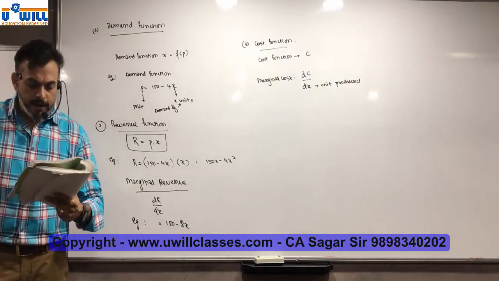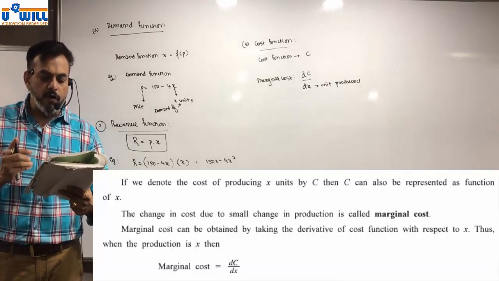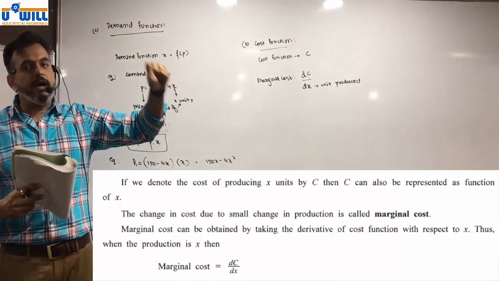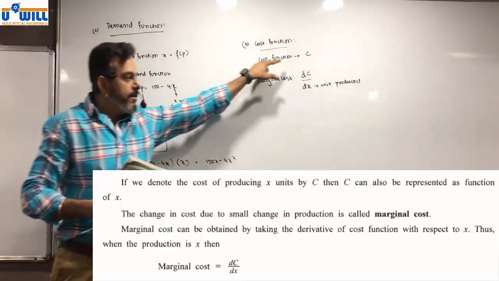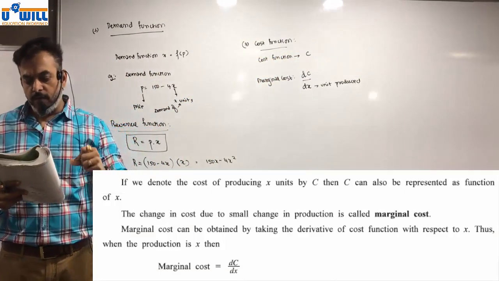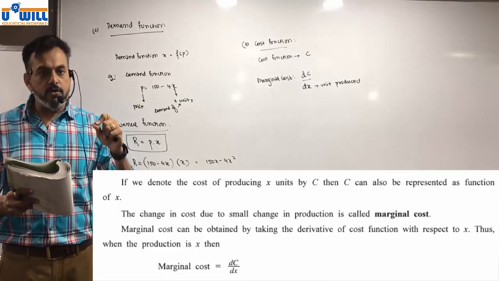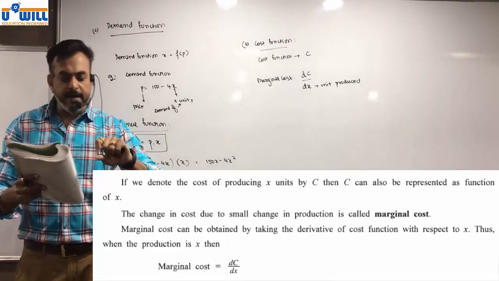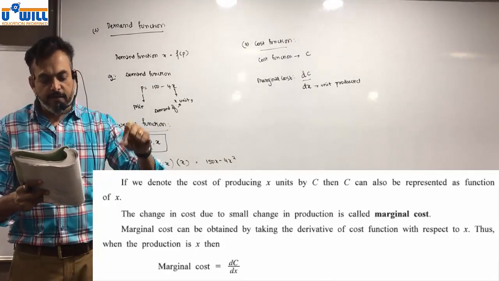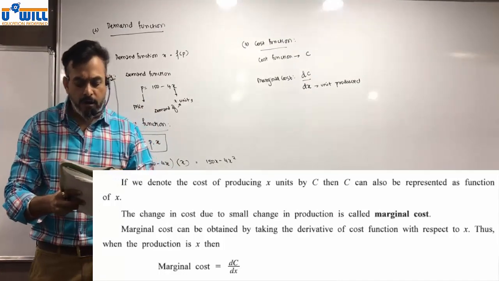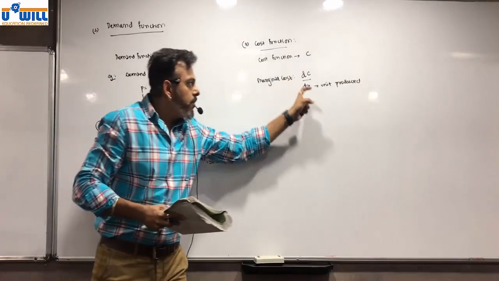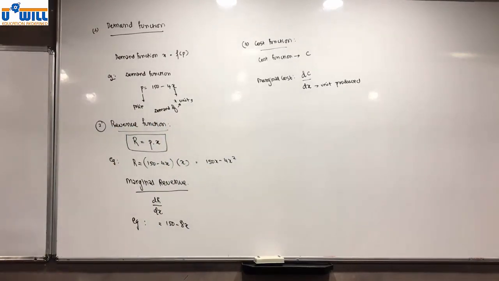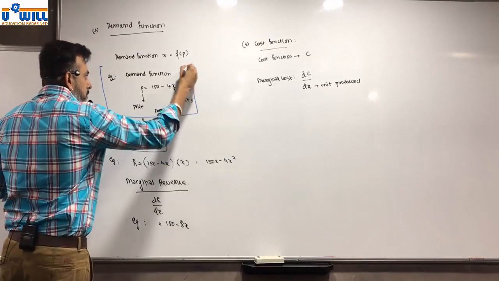Understood this now? Okay, then we progress ahead. If we denote cost of producing X units by C, cost function C, the formula for producing X number of units, the function, is C. Okay. Then C can also be represented as a function of X. The change in cost due to small change in production is called marginal cost. Marginal cost can be obtained by taking derivative of cost function with respect to X. Thus, when production is X, then marginal cost is equal to derivative of cost with respect to X. Understood this? Okay, write it down. This extra example, I will highlight it, just for your understanding.